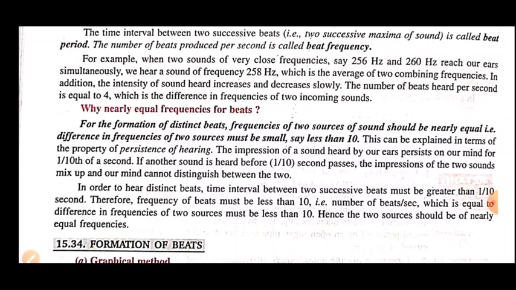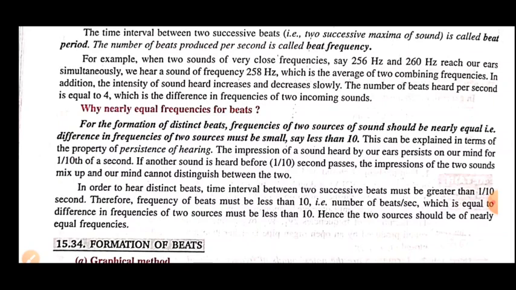The impression of a sound heard by our ears persists in our mind for 1 by 10th of a second. So if another sound is heard within that 1 by 10 second, then the impressions of the two sounds mix up and our mind cannot distinguish between the two, and we listen to the average of the two. So in order to hear distinct beats, the time interval between two successive beats must be greater than 1 by 10 second. Therefore the frequency of beats must be less than 10, so that we can distinguish the two sound waves.